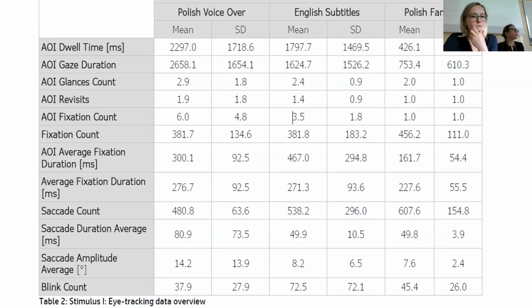Can I ask a question? Is it normal for studies with eye tracking to have such enormous standard deviation? Yes, it's huge, and that is quite common. I'm always baffled by this, to be honest. Why do we have such a huge standard deviation? Well, probably because of the bell curve, the Gaussian curve, you have quite a lot of spread because of individual variability.